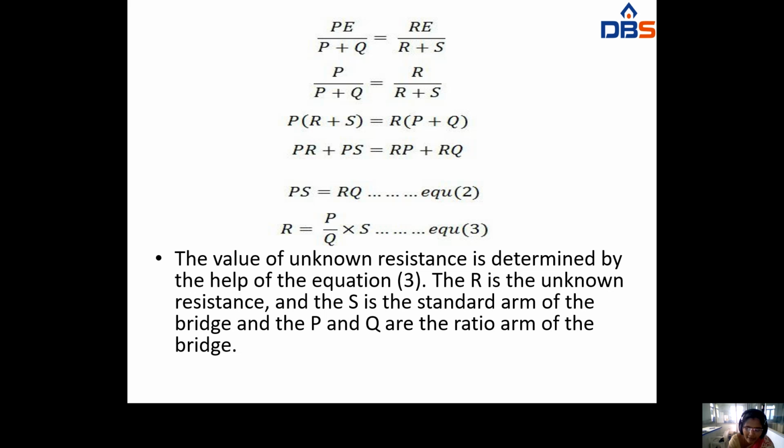So you can put Q on this side, and you can write R equal to P by Q into S. That means the value of the unknown resistance R is determined with the help of equation number 3. So by using this equation, by using the Wheatstone bridge, you can find out the unknown resistance value. R is the unknown resistance, S is the standard resistance of the bridge, and P and Q are the ratio arms of the bridge. So this is about the Wheatstone bridge.